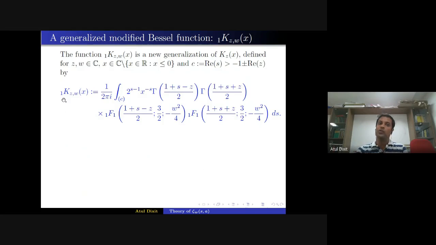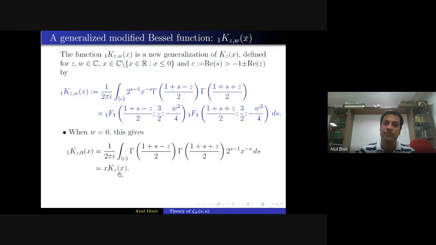I just wanted to say that the function that we saw on the previous slide is a generalization of the modified Bessel function, a new generalization of the modified Bessel function. It is in terms of this inverse Mellin transform representation. So if w was equal to 0, then this would have just reduced to x times K_z of x. But now one has this general w in here.